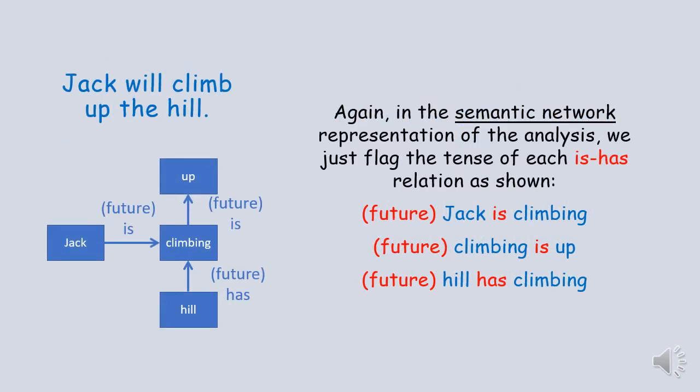Again, in the semantic network representation of the analysis shown on the left hand side, we just flag the links representing each is and has relation as being in the future. So we've got the link between Jack and climbing flagged as future. The link between climbing and up is flagged as future, and finally the link between hill and climbing is also flagged as future on the network.